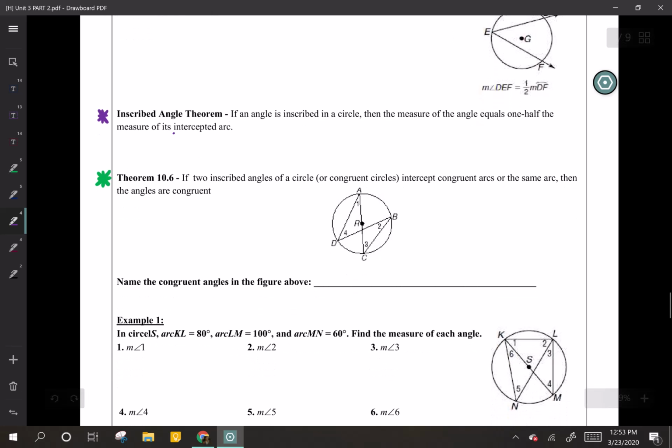Throughout these notes, whenever you see the word intercepted, what that means is the arc that it touches or intersects.